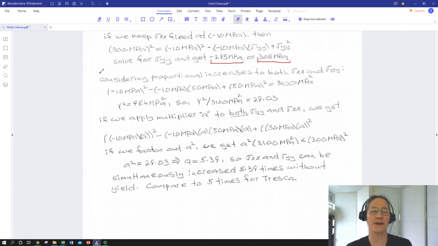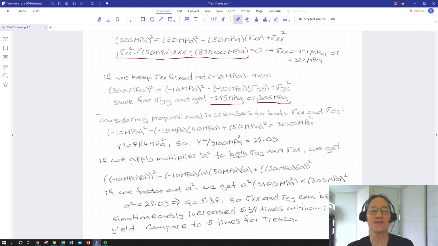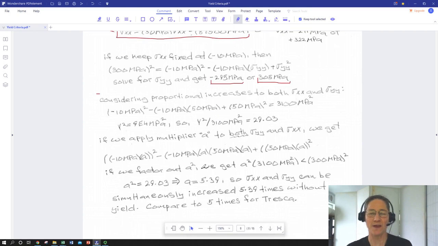I'm not going to step through the math here, but you can go through a mathematical exercise using these two parabola expressions and say, what if you change them both at the same time? Is there some ratio of change, where you could change sigma xx and sigma yy together, and basically be right at defining yield? You can walk through that, and you'll find that what you've basically done is trace the Von Mises ellipse.